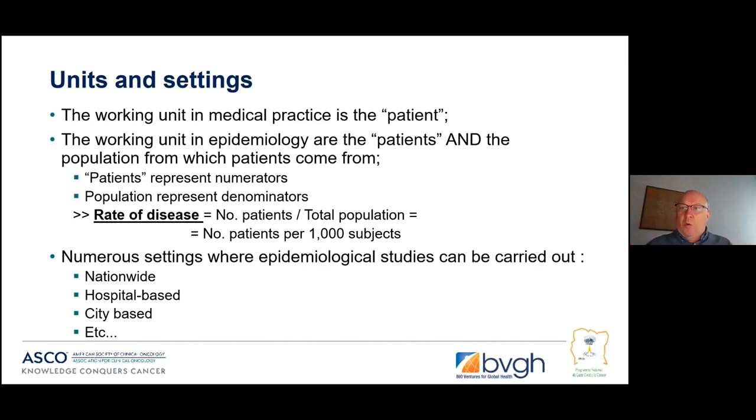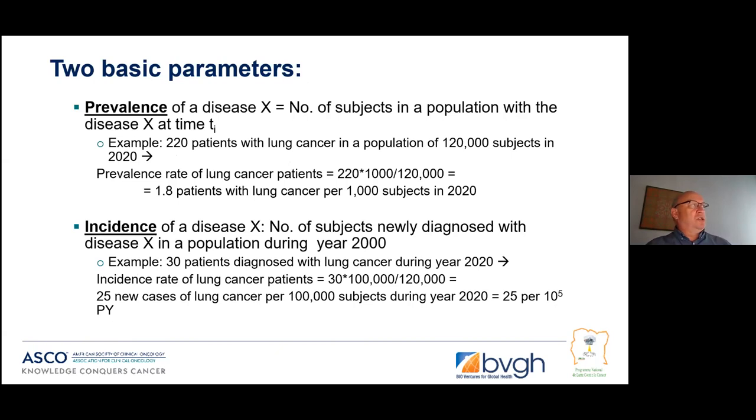The rate is really our basic mathematical expression. And in fact, epidemiological studies can be done virtually in every place you could imagine. So starting, we have two basic parameters for the epidemiology. And these two parameters really have to be taught when starting to write a protocol or thinking about a study. And these are the prevalence or the incidence of a disease.